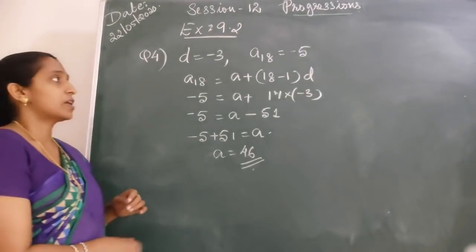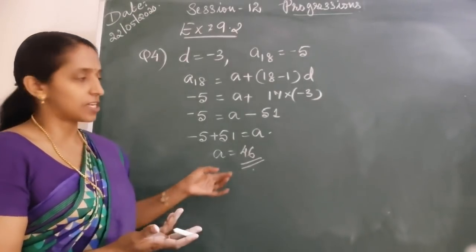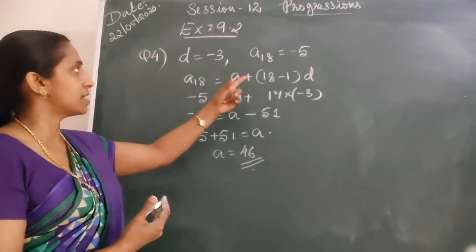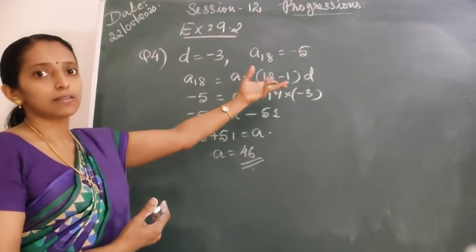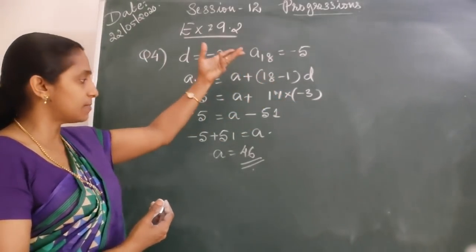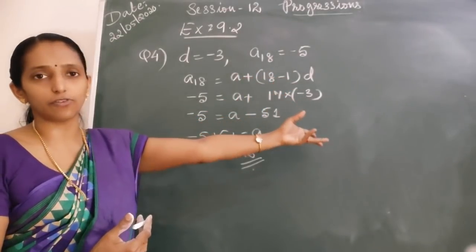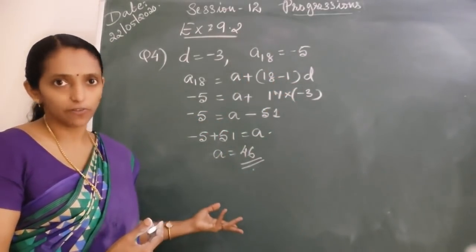Then if you want to construct the AP, you can construct 46. Then 46 minus 3, right? Then 46 minus 3 will be 43. Then 43 minus 3, 40, etc. The sequence you will get.